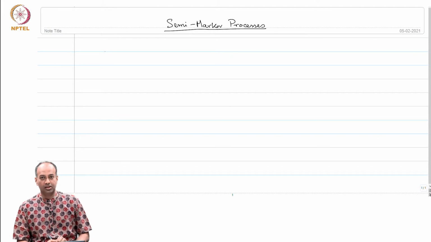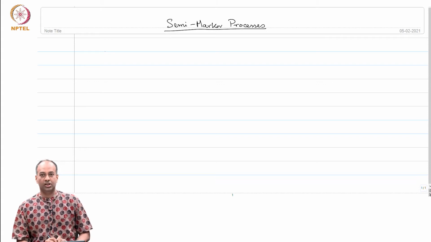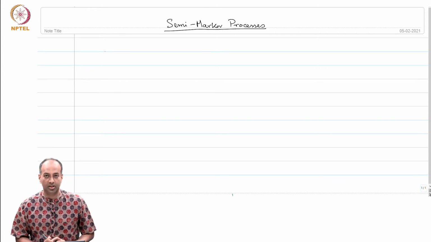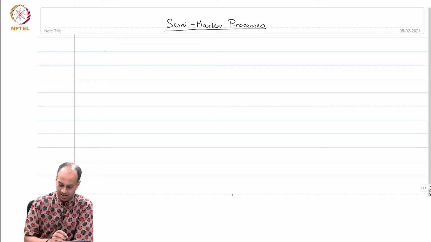Welcome back. This is the last module of the course. So far we have discussed CTMCs, continuous time Markov chains. Today we will discuss semi-Markov processes, which are a generalization of CTMCs, as well as a generalization of renewal processes. All right. So a semi-Markov process is characterized by two things.